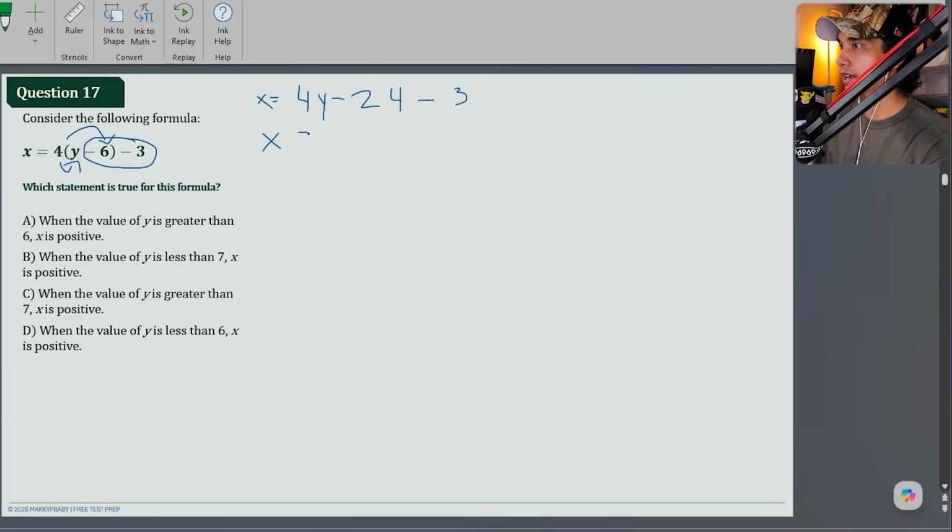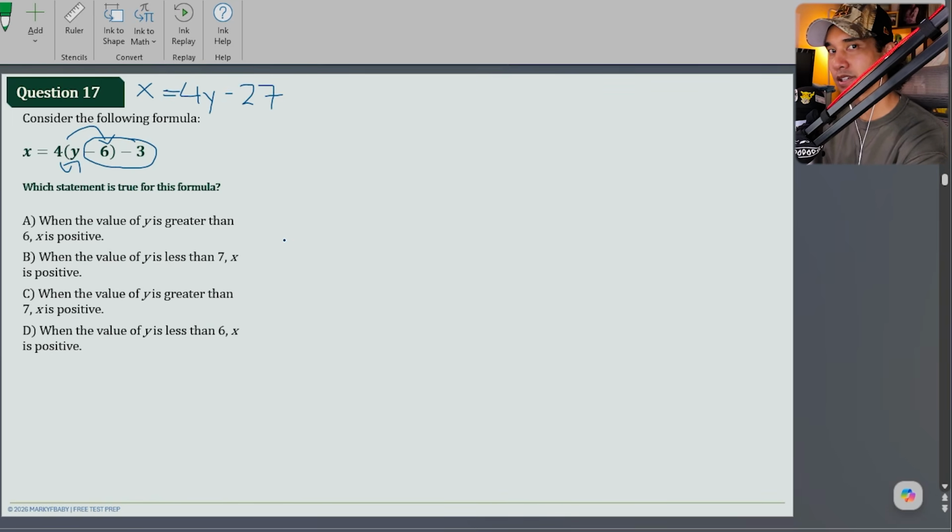That's going to give us x is equal to 4y minus 27. This is our formula now, okay? Remember that. I'm going to write that here at the top for us. X is equal to 4y minus 27, okay? Now, what we're going to do is find the cutoff.